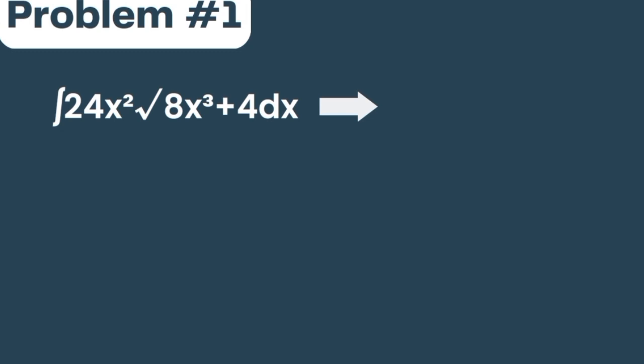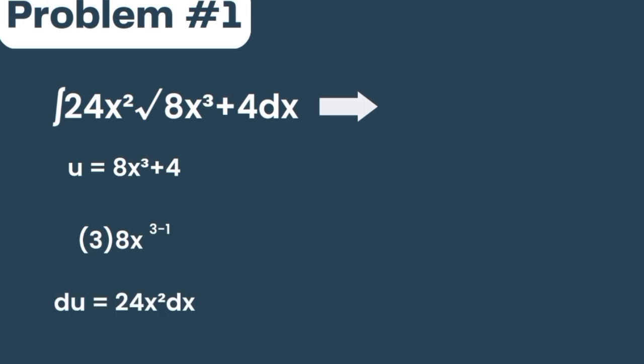Problem number 1. The integral of 24x squared times the square root of 8x cubed plus 4 dx. Now we need to figure out what u is for the substitution. So the u in this problem is 8x cubed plus 4. And to get the du, we multiply the exponent by the constant and subtract 1 from the exponent, which gets us 24x squared dx.